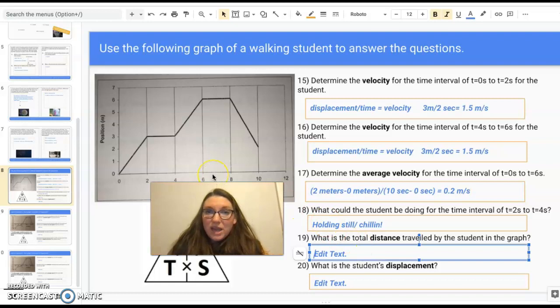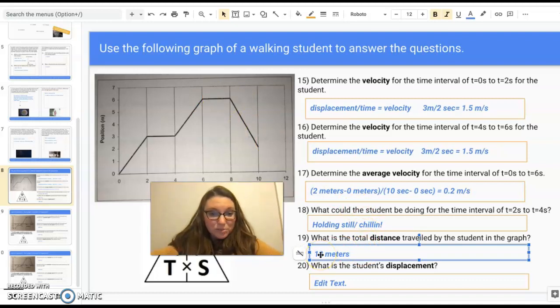Okay, what is the total distance traveled by the student in the graph? Okay, so distance is the path length, so we're going to add each one of these together. So they go 3 meters, and then they chill, and then they go another 3 meters, so we're up to 6 meters, and then they chill. And then they go down, that looks like 4 meters. We've got 3 plus 4. And it doesn't matter that that's a negative direction, because we're thinking about how many steps they took, how long that path was. So it's 3 plus 3 plus 4, which is 10 meters.